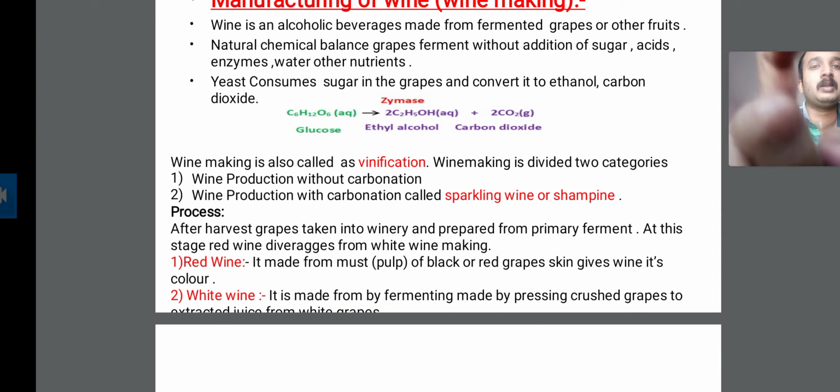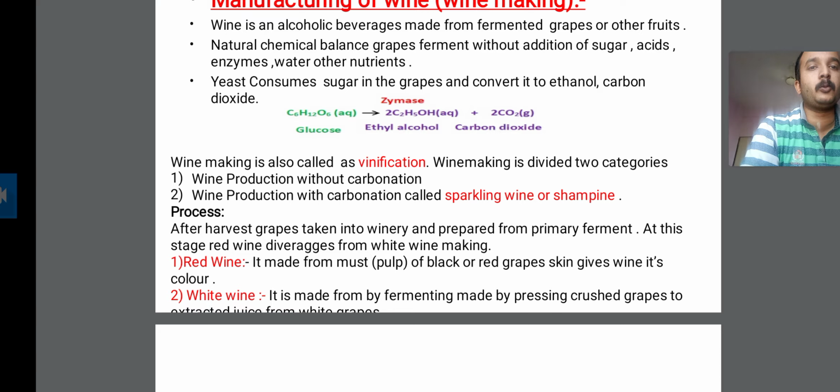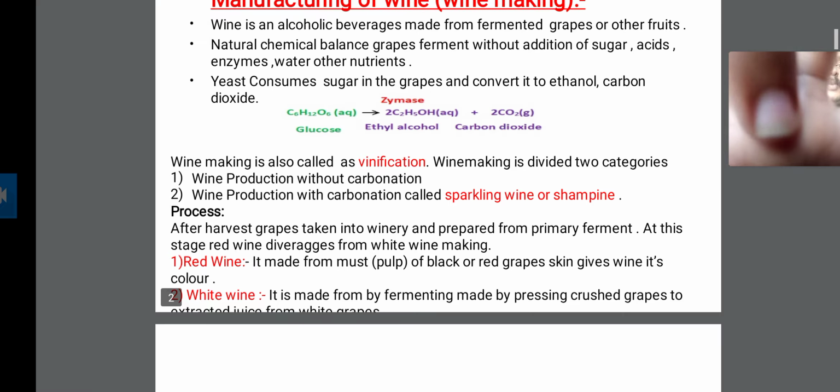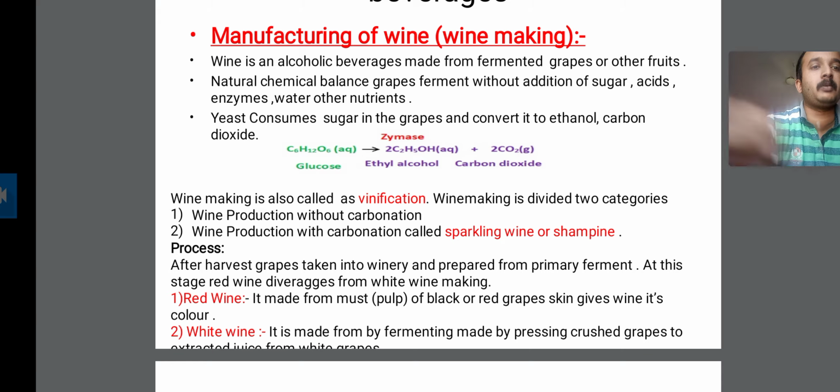Secondly, white wine is made by fermenting the juice extracted by pressing the crushed grapes, from white grapes. Means that white wine is prepared by fermenting the extracted juice from the crushed white grapes.